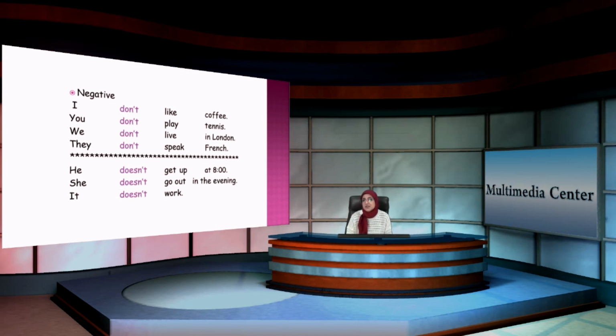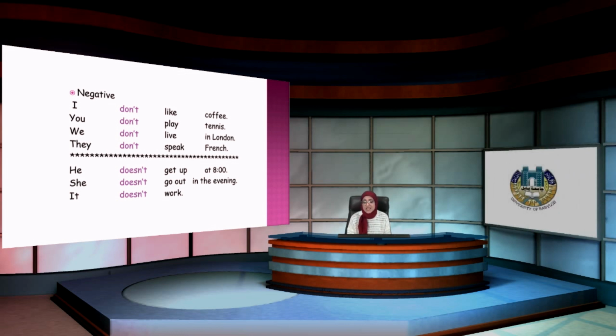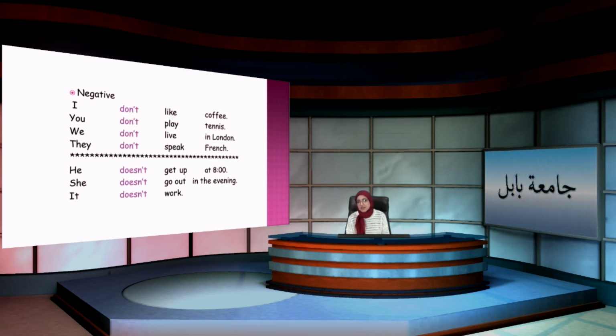Now we move to the singular subject, which is he, she, and it, or any, as I have told you, singular noun. We have the auxiliary verb does used here. For example, we say he doesn't get up at 8 o'clock. Why do we use does here? Because the subject is singular, it is he, okay? The same thing is applicable to she and it. For example, she doesn't go out in the evening, and it doesn't work.